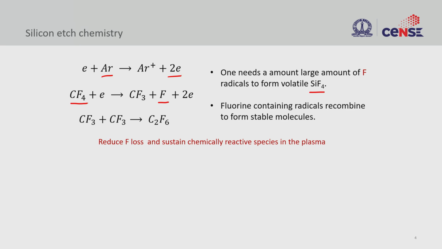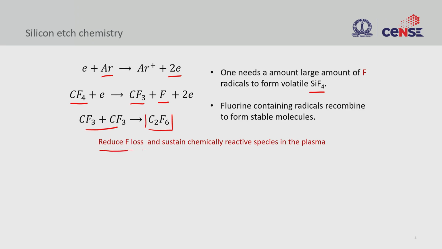One of the downsides in this reaction is the following. You want to create a large number of fluorine radicals, but if you look at CF3, which is a radical, two of them can combine and make hexafluoroethane, C2F6. Now you are losing fluorine. This compound is stable, so you don't want this reverse reaction. So how do you stop this reverse reaction and enable fluorine generation?